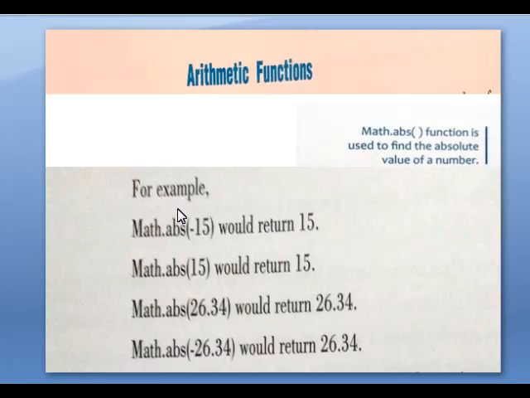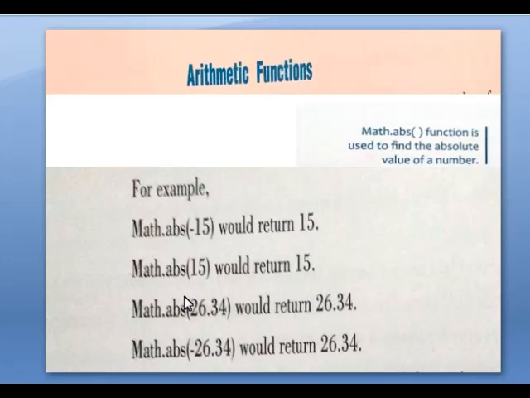First one is arithmetic functions. Arithmetic functions means, for example, Math.abs. Abs means absolute. The Math.abs function is used to find the absolute value of a number. For example, Math.abs of minus 15. The absolute value is 15. It will not take the sign. Whether it is a positive number or a negative number, the answer should be positive.